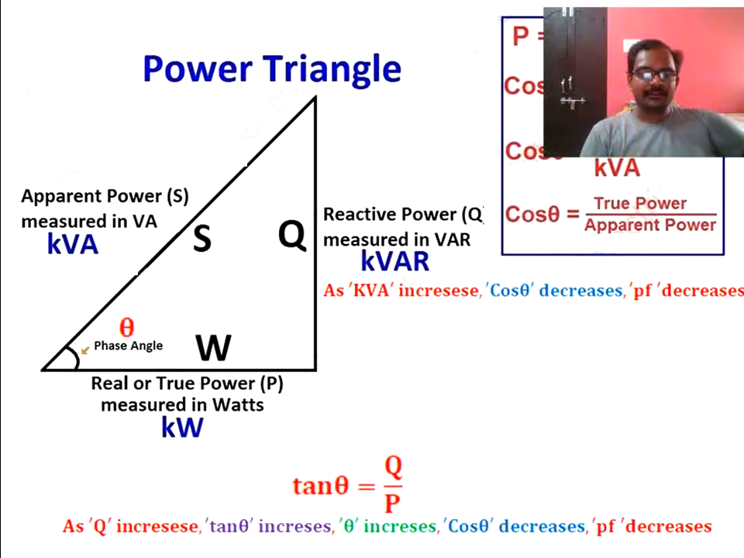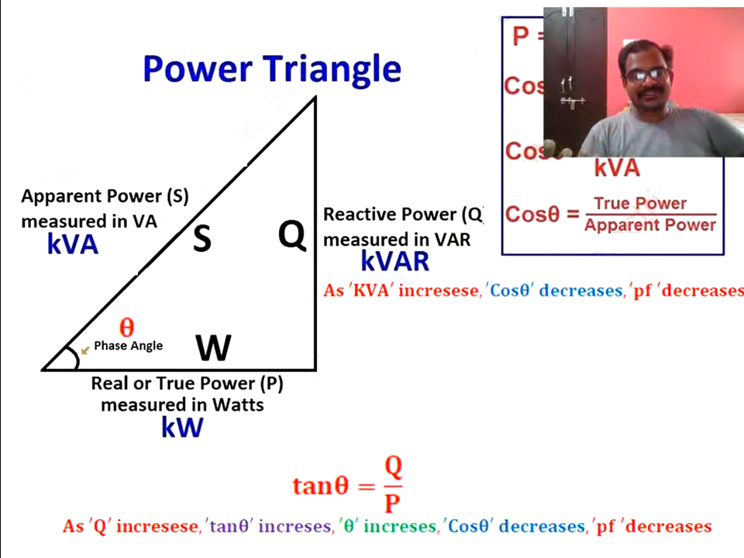The second important thing we need to discuss is tan theta. In this right angle triangle, apply tan theta. Tan theta is equal to opposite side by adjacent side, that is Q by P. Therefore tan theta is equal to Q by P. P is constant. As Q increases, tan theta increases, because both are directly proportional. As tan theta increases, because tan theta is an increasing function, theta also increases.